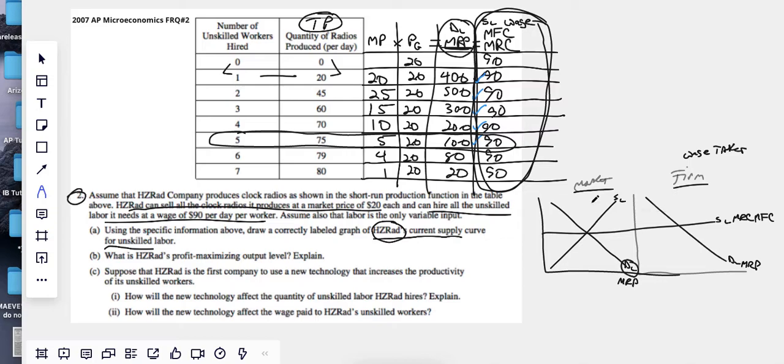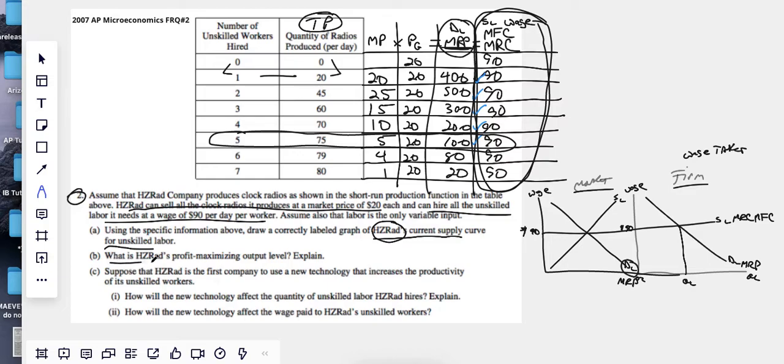So market and firm side by side. It is wage on the vertical. Make sure you don't leave those off. It'd be bad to lose a point. Quantity of labor on the horizontal. This firm would hire right there, and that would be the quantity of labor they would hire. All right. We did a little bit more than we needed to. All they were asking for was the supply of labor, and we know the wage is $90. So we could have done that there. $90 in the market. It's supposed to be 90.